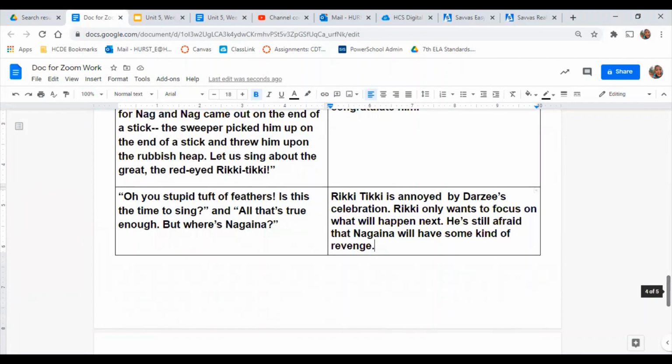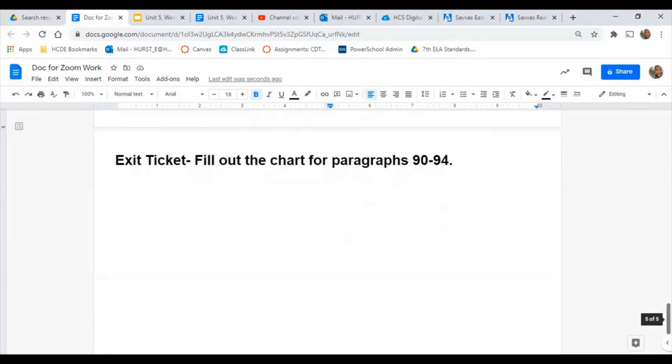All right, so it's important to look at this dialogue to see how our characters are thinking and feeling about the situations that they're in, and to really think about how the author has conveyed their differing points of view. And Kipling does it really well through his dialogue. What I want you to do for an exit ticket is to do the same chart. Look at paragraphs 90 to 94, figure out who's talking, split up their dialogue, and then tell me their differing perspectives on what's happening in this scene. Once you're done with that, you are good to go.